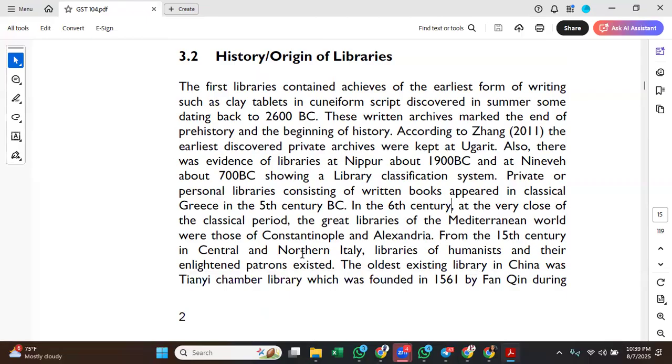Now, from the 15th century, in central and northern Italy, this is another question, please. From that century, in central and northern Italy, libraries of humanists and their enlightened patrons existed. That is how they used to ask the question. They cut out the 15th century, so you should know when enlightened patrons existed. If you want to put this in your mind, use enlightened patrons to hold it, and 15th century. In central and northern Italy in the 15th century, libraries of humanists and their enlightened patrons existed.